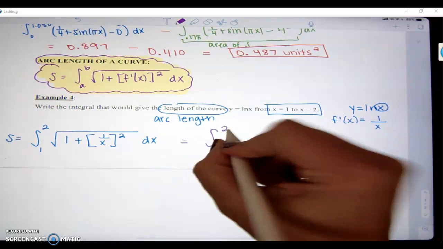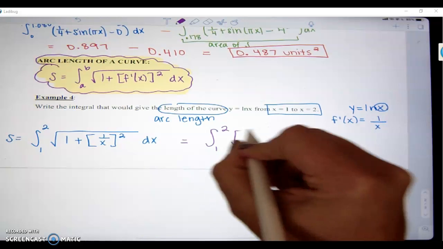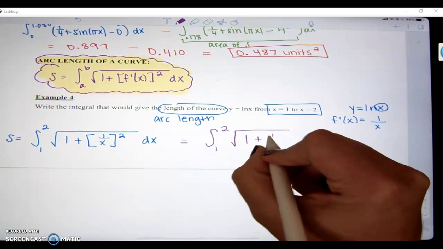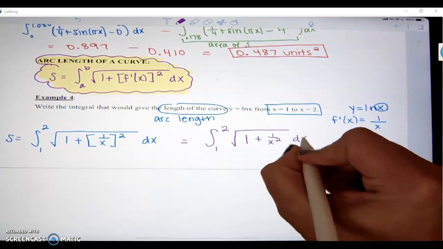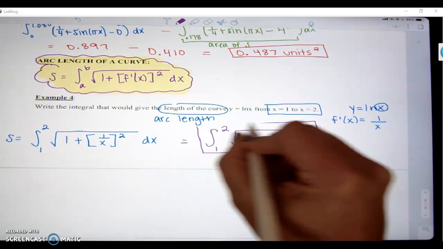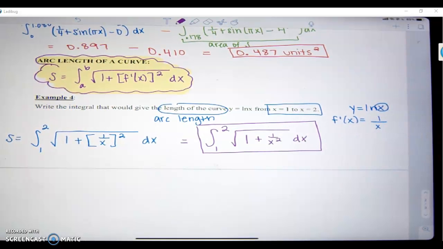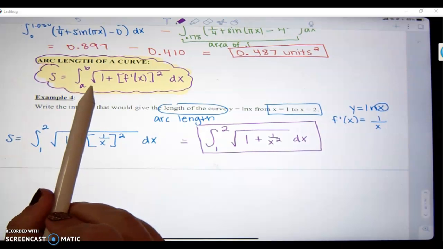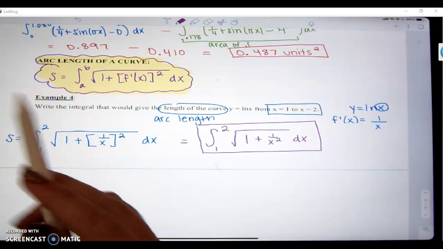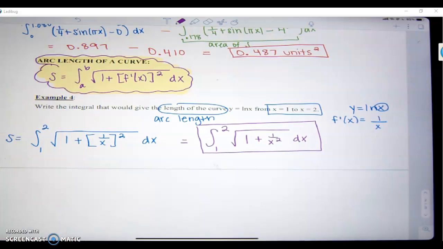So the integral from 1 to 2 of the square root of 1 plus 1 over x squared dx. And if you wanted to find this using your calculator, you could just use Math 9. But that right there is how you find the arc length. So this is just a formula that you need to know. It goes along with area because we're using the integral, but it's just the arc length of the curve.